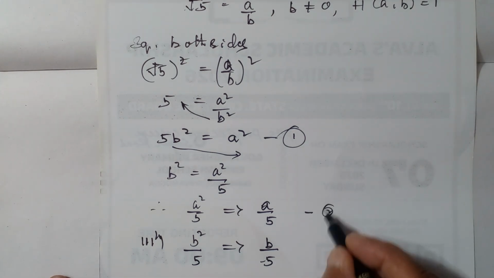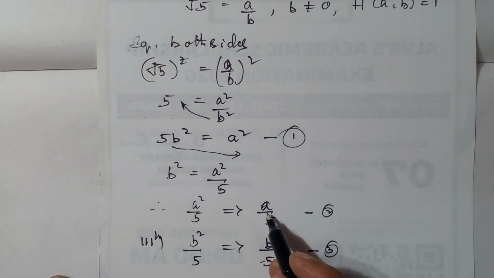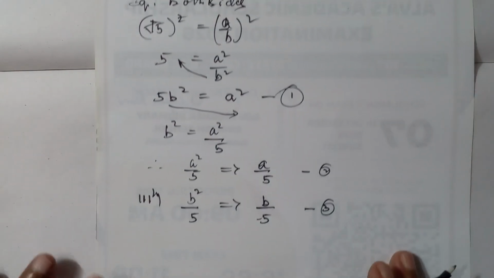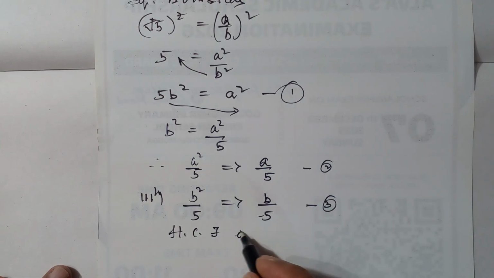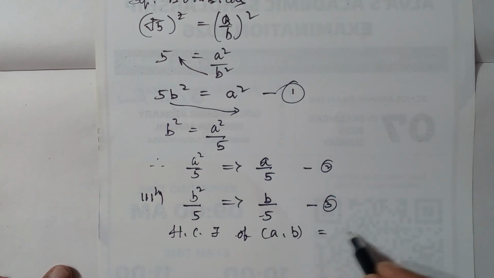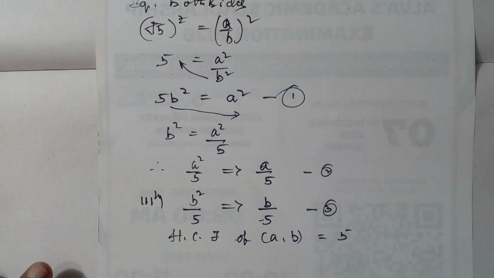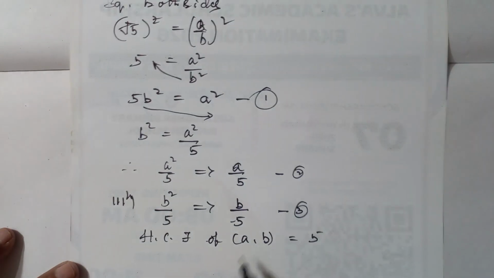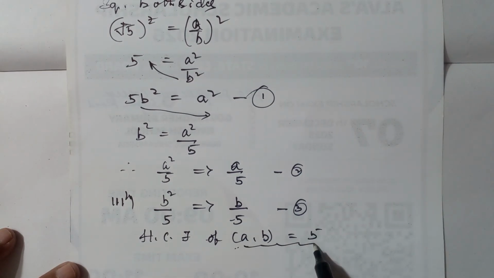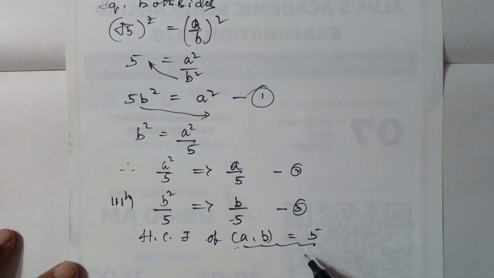Take this expression 2 and this expression 3. Here a is divisible by 5, b is also divisible by 5. That shows the HCF of a comma b is equal to 5. But what I have taken is that the HCF of a comma b is 1. But here what did you get? The HCF of a comma b is 5. You should get the HCF of a comma b as 1, but we got 5, which is other than 1. Therefore, our assumption is wrong.